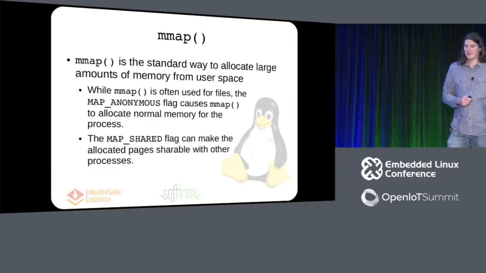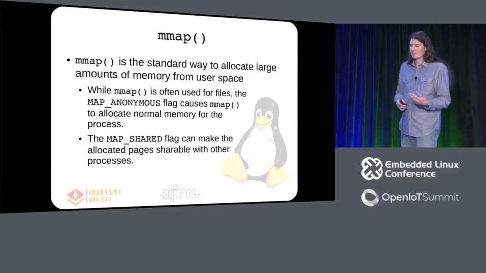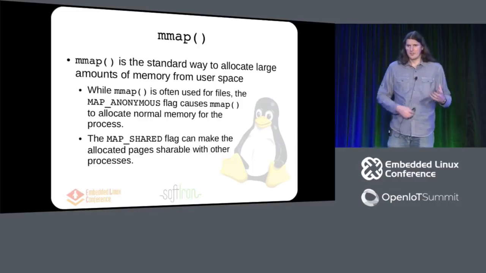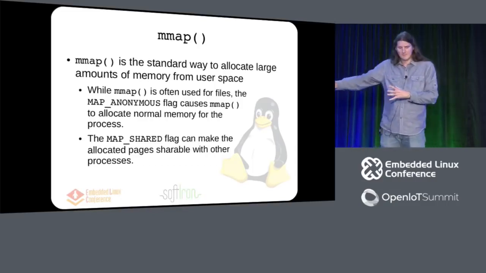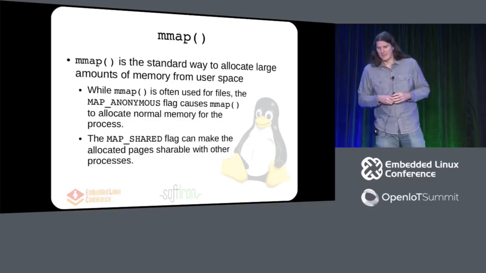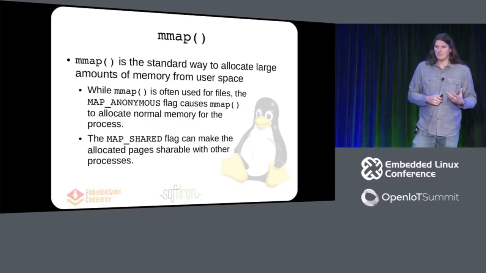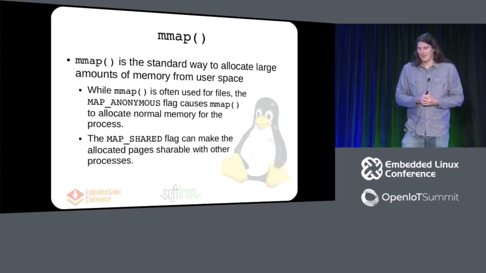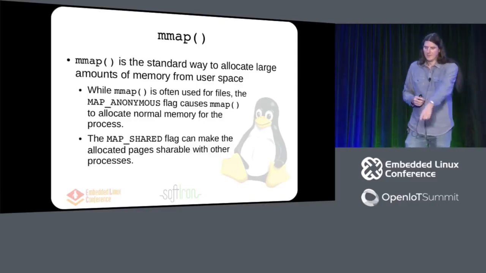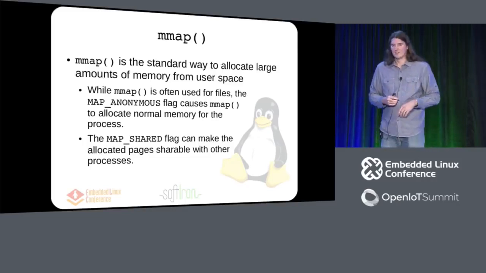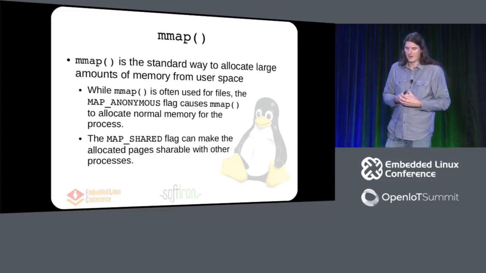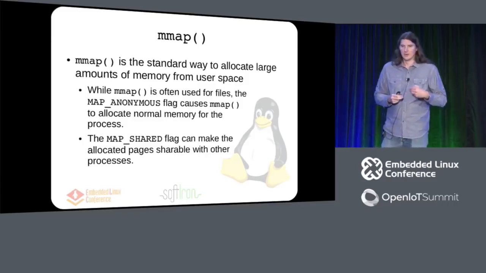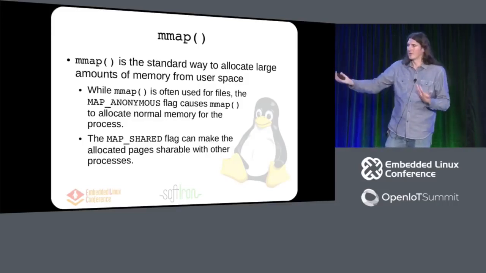So let's talk about mmap. Mmap is a standard way to allocate large amounts of memory from user space. A lot of times you'll use mmap for files, if you're going to map the contents of a file into memory space. But mmap can also be used to just allocate and then map physical memory. If you pass in the MAP_ANONYMOUS flag, this just allocates normal memory for your process. You can also pass in the MAP_SHARED flag, and it'll make your memory region shareable with other processes.